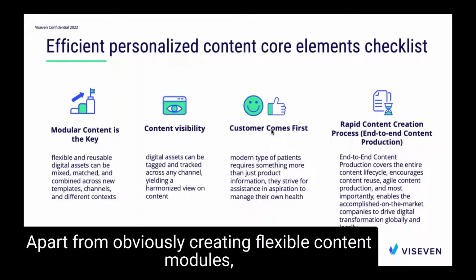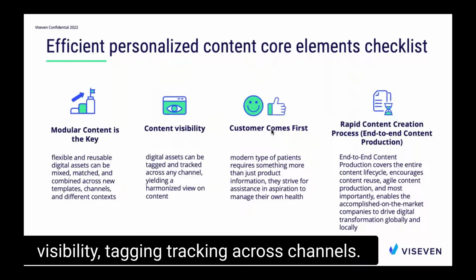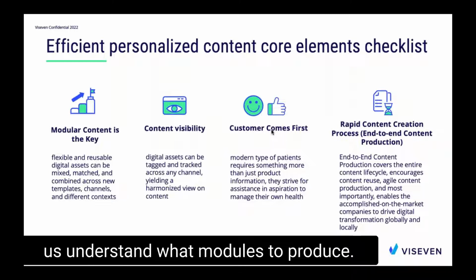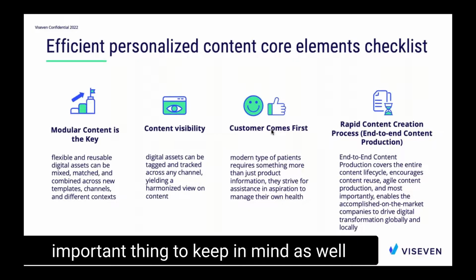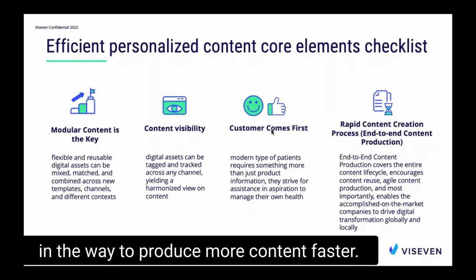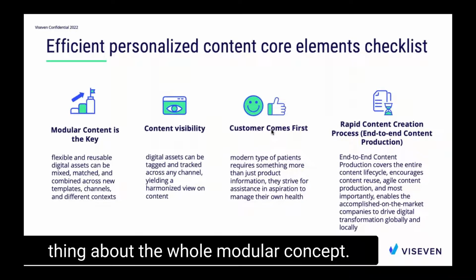Apart from obviously creating flexible content modules, it also is important to ensure content visibility, tagging, and tracking across channels. This is in turn going to help us understand what modules to produce. At the same time, customer centricity is an important thing to keep in mind, as well as ensuring that the process is run exactly in the way to produce more content faster. For many, this is the central thing about the whole modular concept.